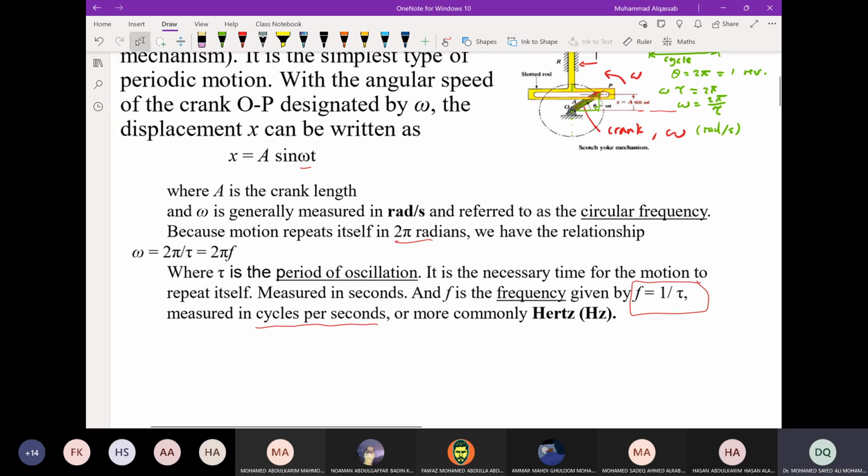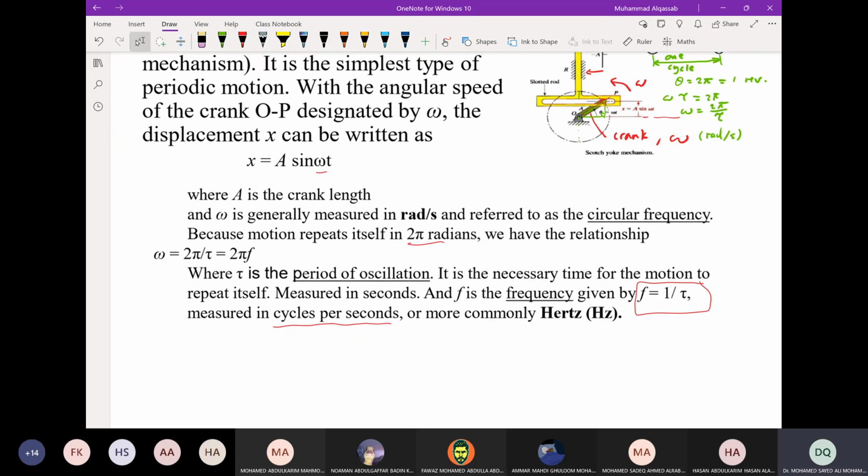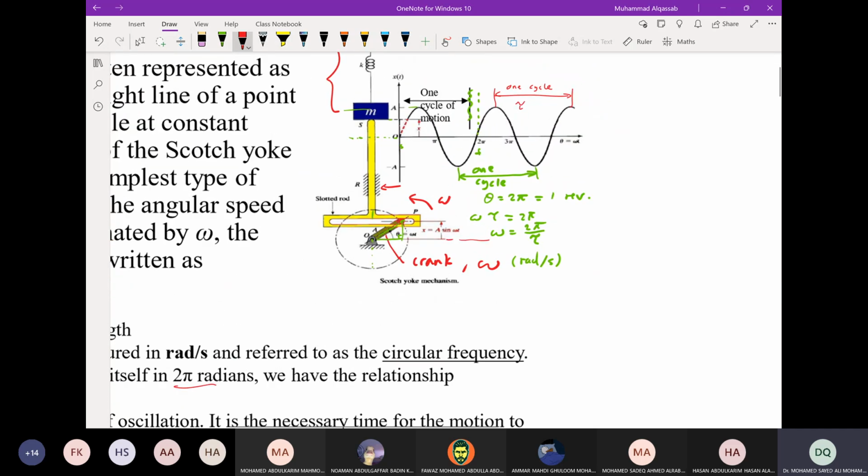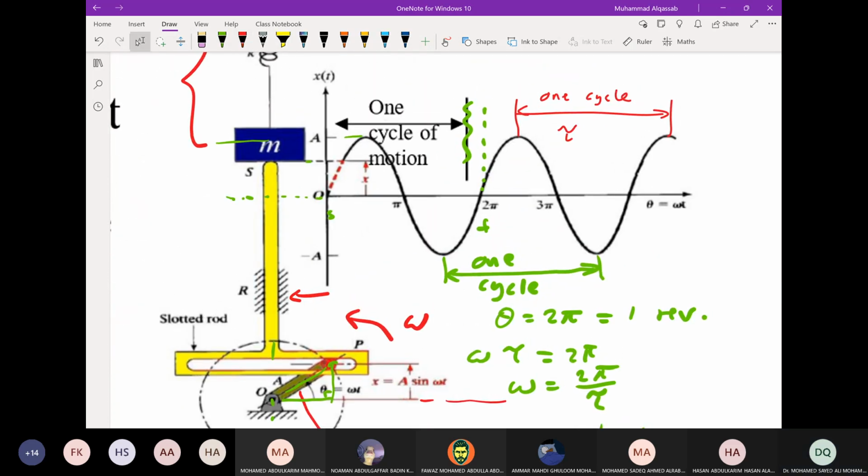So this is the motion, or displacement, given by x equals A sine omega t. So this is repeating itself. The motion is repeating itself every tau, as you can see from the figure. The same thing if you consider cosine. Cosine is also going to give you periodic motion.